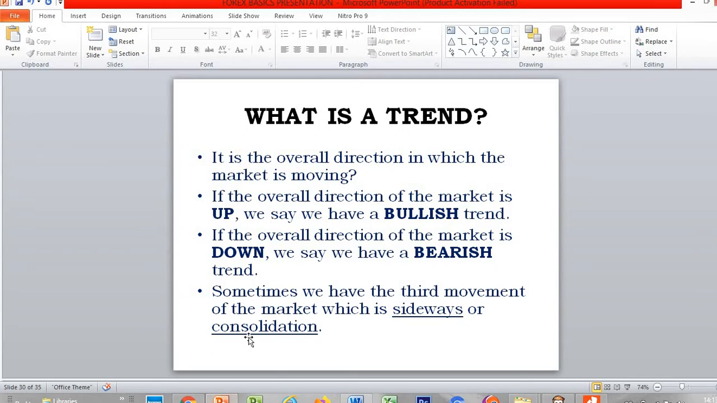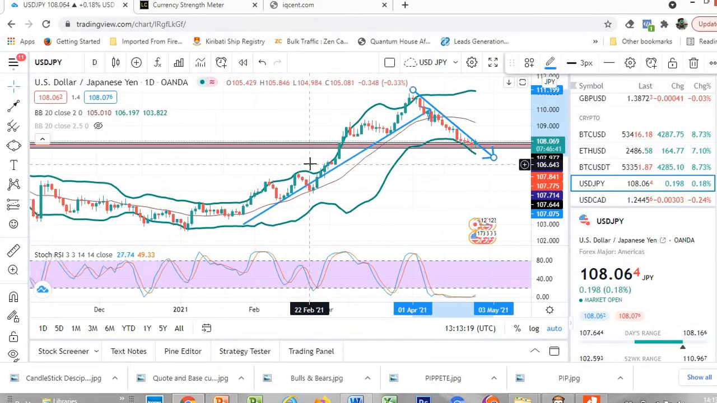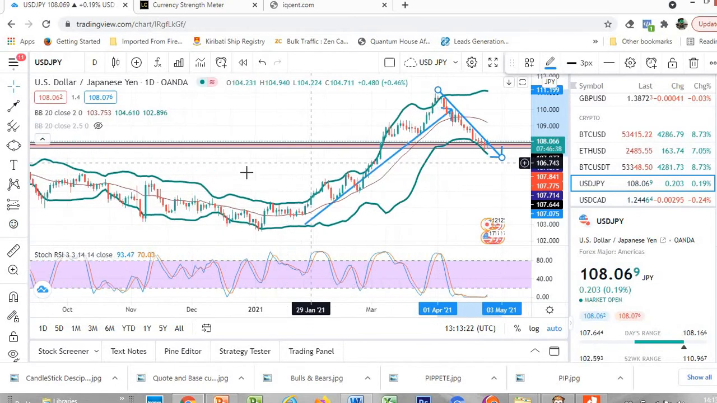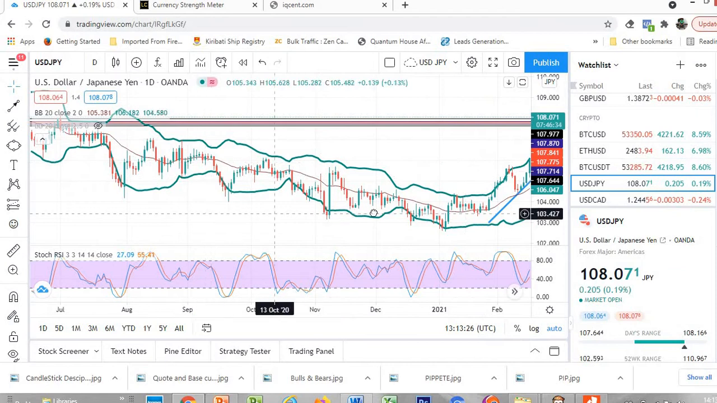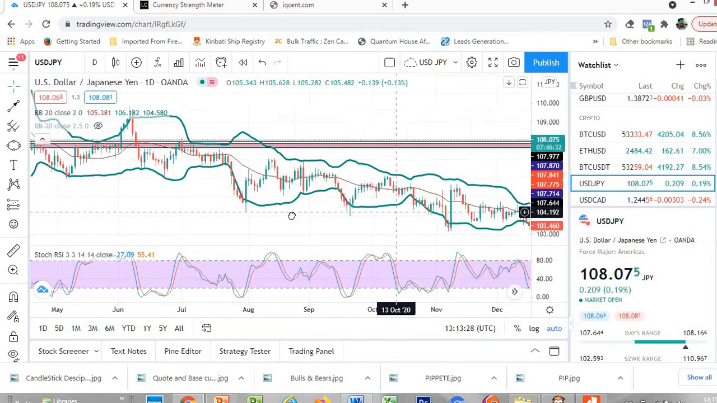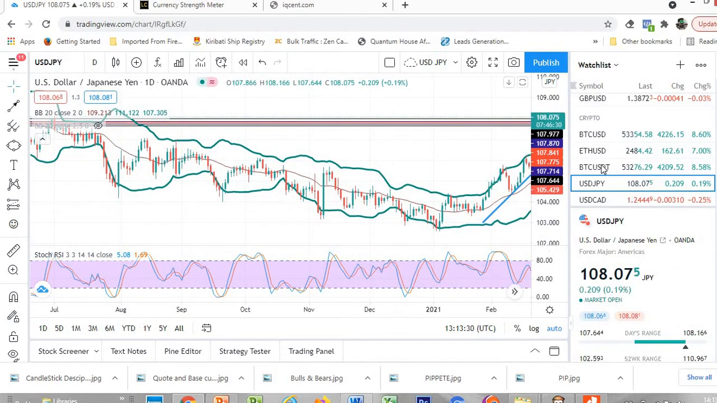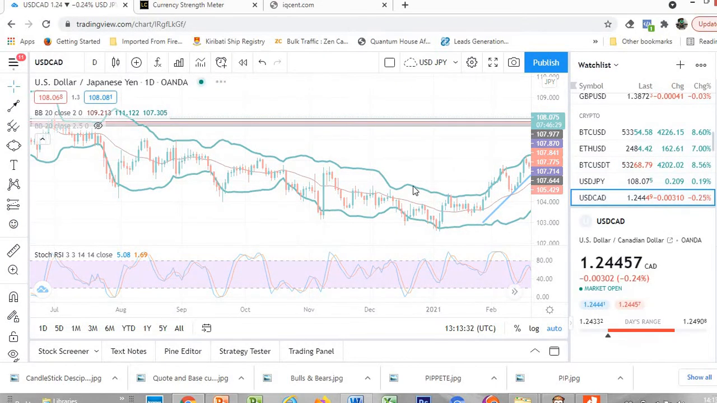I also talked about when the market is moving in consolidation or sideways. Let me see if I can show us something that shows a kind of sideways movement. Okay, let's look at another pair.